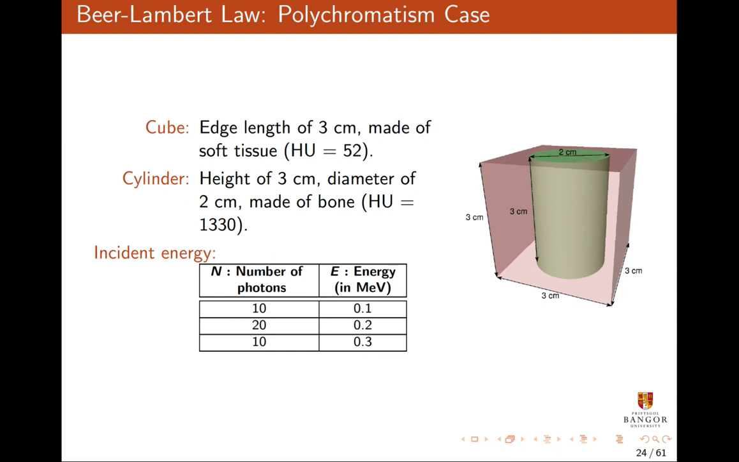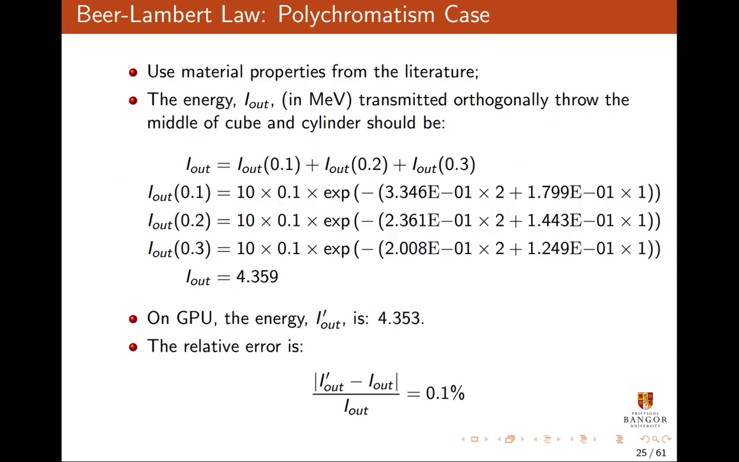So we're going to simulate an image and we're going to look at the central pixel. We solve the attenuation law by hand using a calculator, and this is what we got. We did the same on the GPU using the simulation library, and this is what we got. The relative error is about 0.1%. So we can conclude that this is pretty much the same.